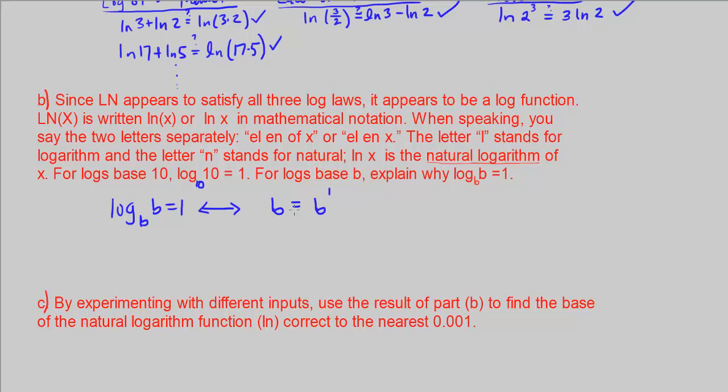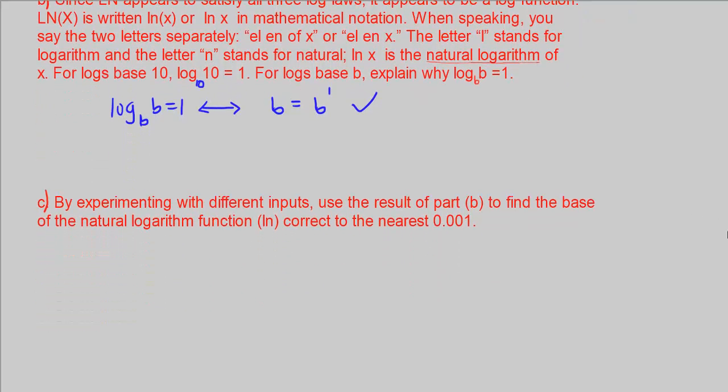So b is equal to b to the power of 1 is why this is true, because this is rewritten like this, and we know b is equal to b to the power of 1, and that's true, and so that is why this is true. So this is the explanation by rewriting it in exponential form. Alright, let's go on to part C.